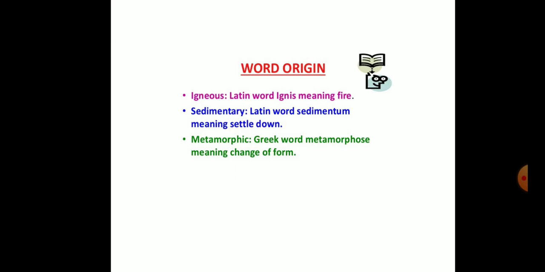And we have to know about the origin of these words. Igneous is a Latin word. It comes from the Latin word ignis, meaning fire. Sedimentary comes from the Latin word sedimentum, meaning settle down. And metamorphic comes from the Greek word metamorphose, meaning change of form.